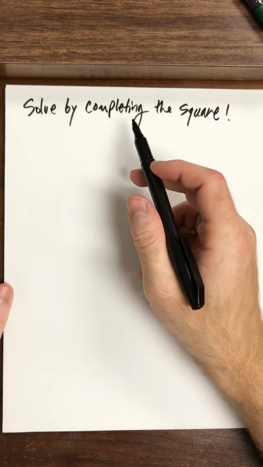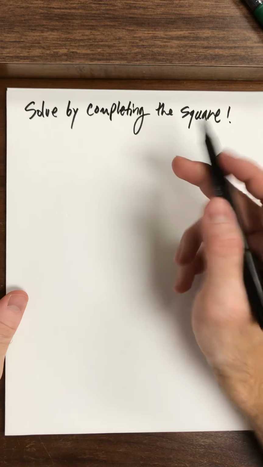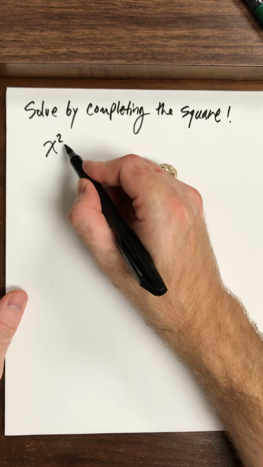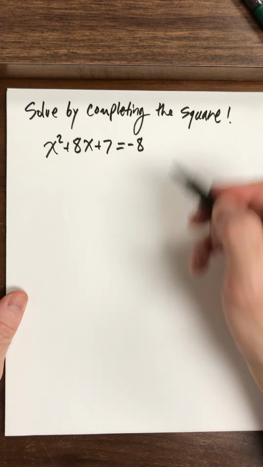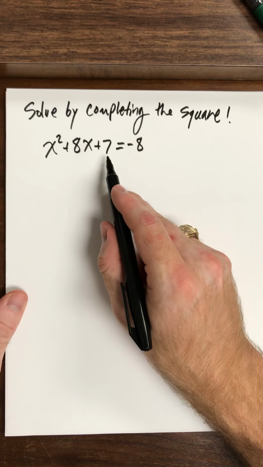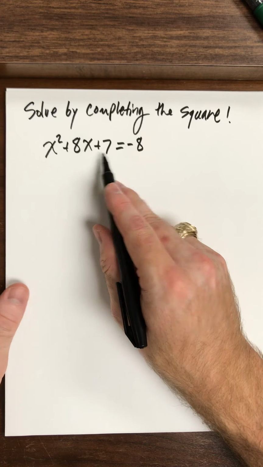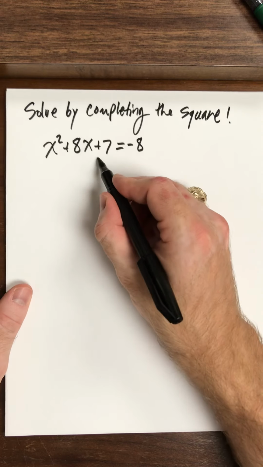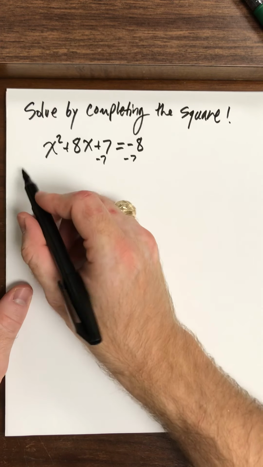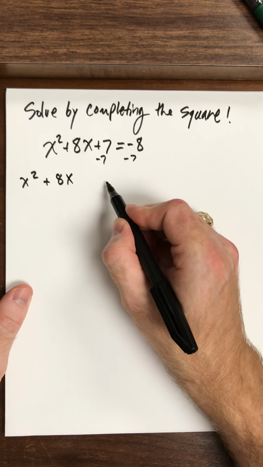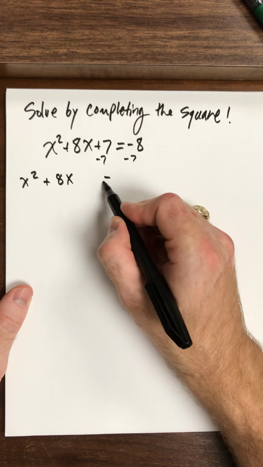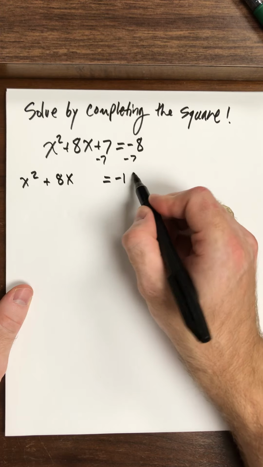Okay, so this one we're going to solve by completing the square. So say I've got x squared plus 8x plus 7 equals negative 8. First thing I want you to do is move the constant term over to the right. So I subtract 7 from both sides. So I have x squared plus 8x, and then leave yourself a little bit of room, okay, equals negative 15.